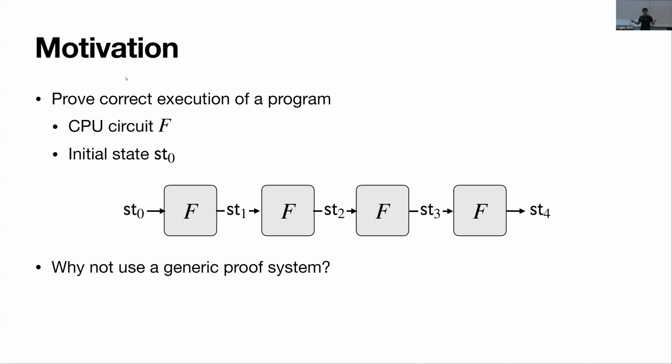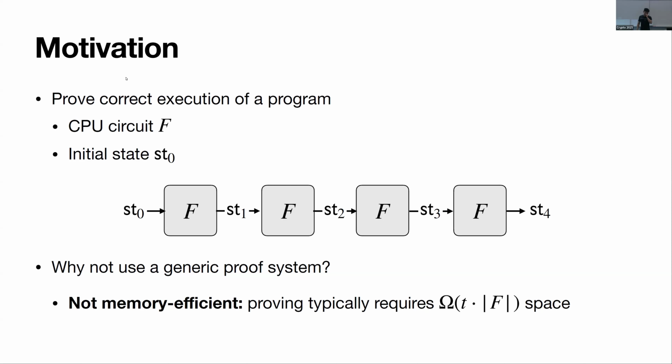Okay. So one thing I could do if I wanted to prove this computation is just use my standard proof system, and this does work, but there are a few issues. First of all, the solution might not necessarily be memory efficient, in the sense that the memory I need to execute this program is just proportional to the size of an individual state. But for most generic proof systems, proving typically requires space proportional to the entire history of the computation. So there's some blow up here that we might not want.